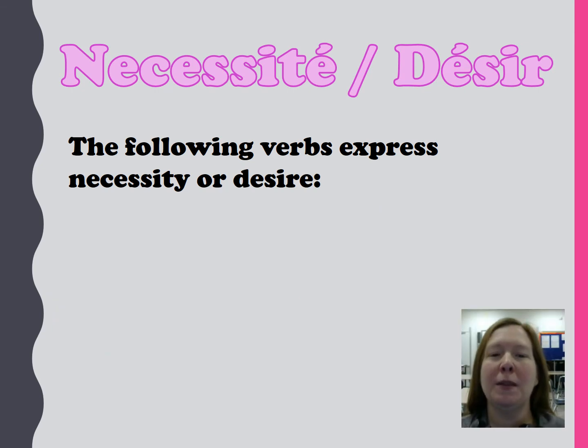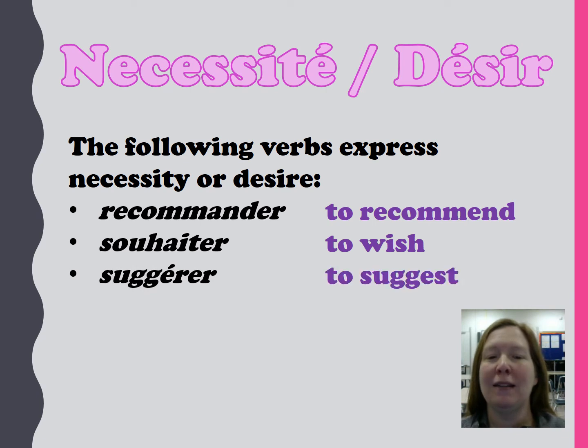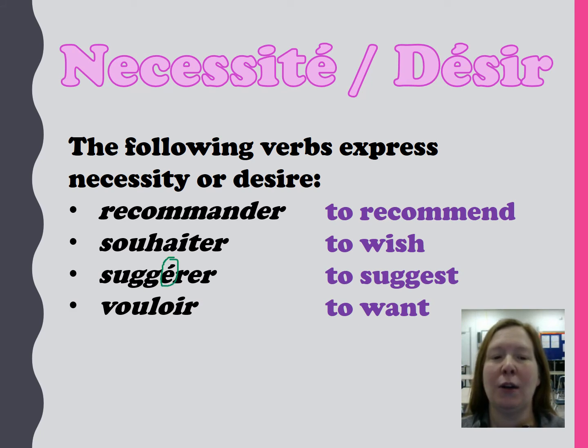The following verbs also express necessity or desire. There were just too many to put on one page. We have recommander, to recommend, souhaiter, to wish, suggérer, to suggest, vouloir, to want, and suggérer is another one that works like préférer. So you are going to have the accent change in certain forms. Also remember that vouloir is irregular. Okay, that's je veux, tu veux, etc. To want.